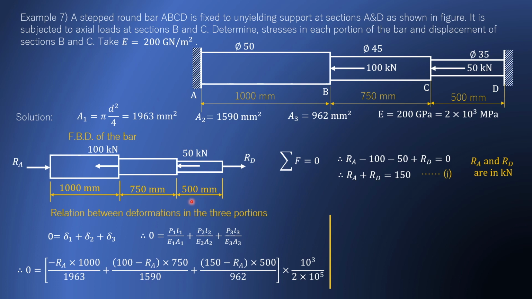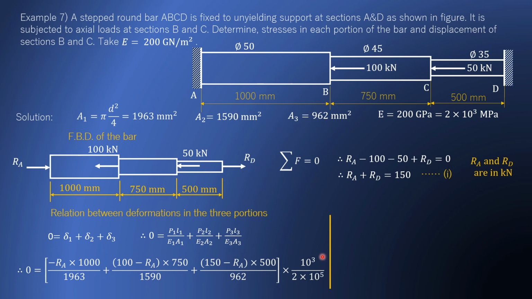What is the force on the third part? 150 minus RA. Length is 500, cross-sectional area is 962. So simply we have substituted values here. Loads are in kilonewton, 100 kilonewton, 150 kilonewton, and RA is in kilonewton, so we should multiply load by 10 raised to 3. It is a common term, so I have written it outside the bracket.